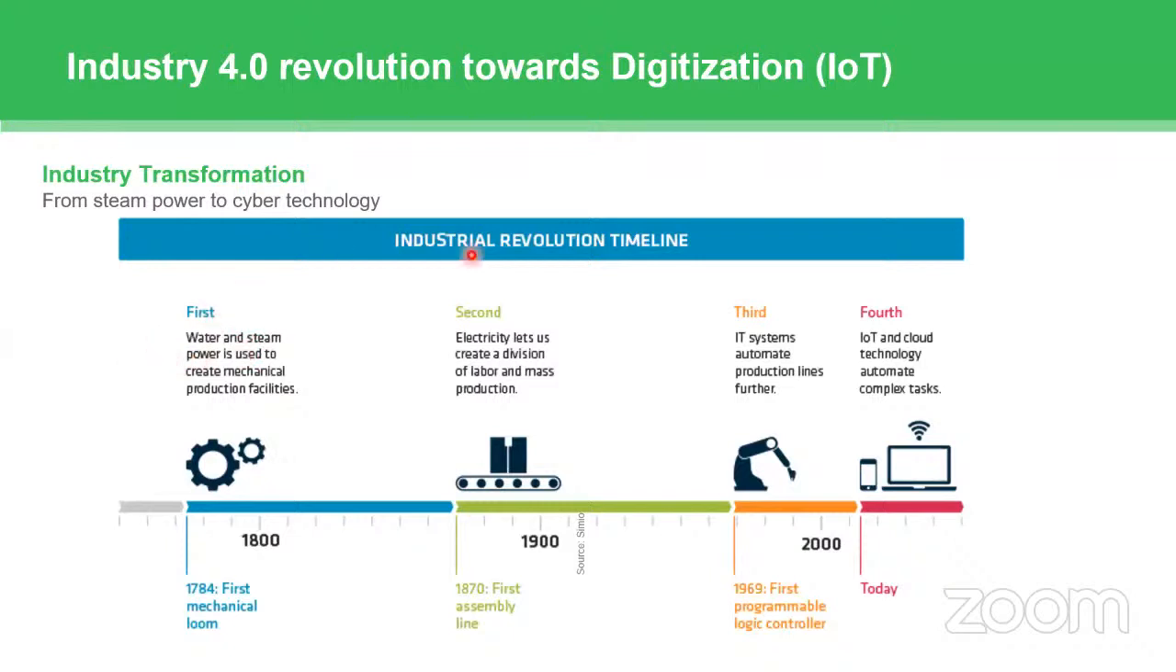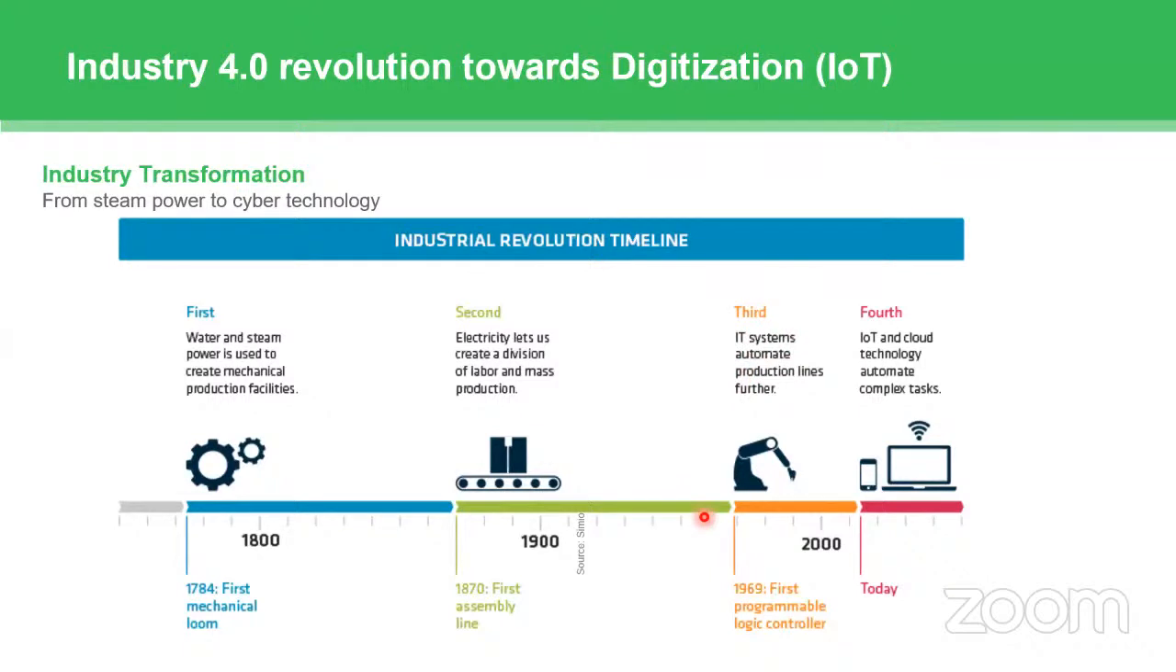Now slowly the world evolved, somewhere around 1870. You can see electricity production started, and a lot of machinery and production activities started. Mass labor production started in the early 1900s. Then somewhere in 1969, the world started moving towards IT. A lot of automated controllers, PLC based systems, and various other kinds of controllers started coming into the market. This is called the third industrial revolution, the industrial revolution with IT.